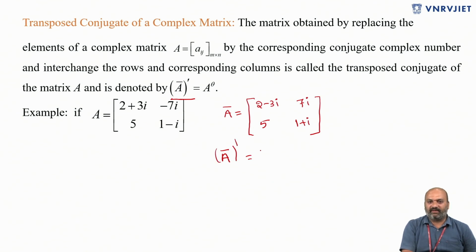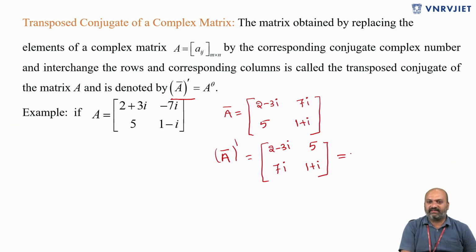Transpose. This is equal to 2 minus 3i. The first row I am writing as the first column, interchanging the first row with the first column. And the second row as the second column, which is 5 and 1 plus i. See, this is the transposed conjugate.